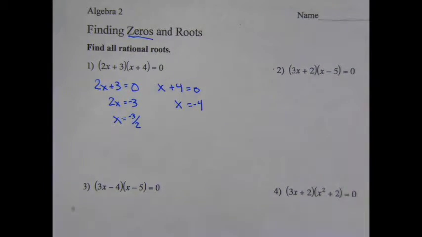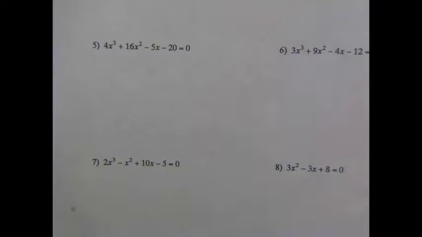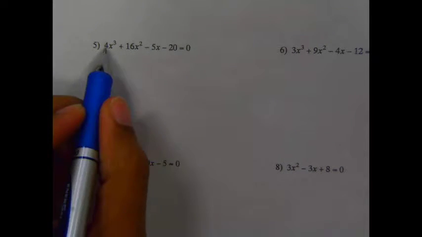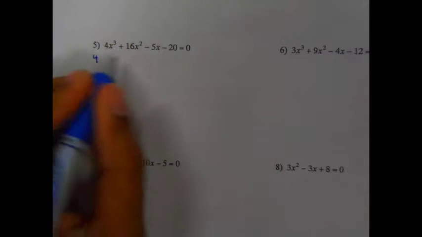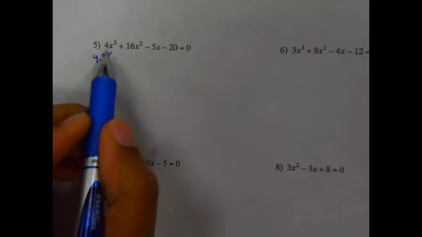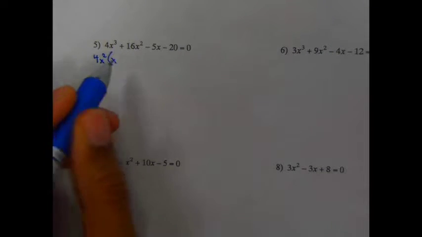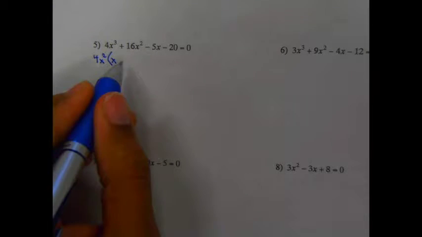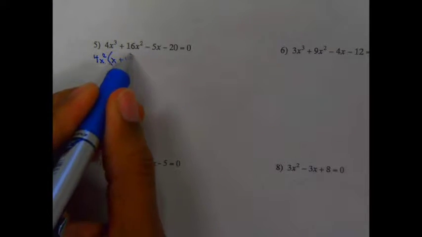Now some of them are not already factored. So if we come down and look at number 5, here we're going to just group these. If I look at these first two, 4 and 16 have a 4 in common, and I can also pull out an x squared. So when I factor a 4x squared out from this, I have an x left from that term, and 16 divided by 4 gives me 4. And I pulled out both x's, so they're gone.